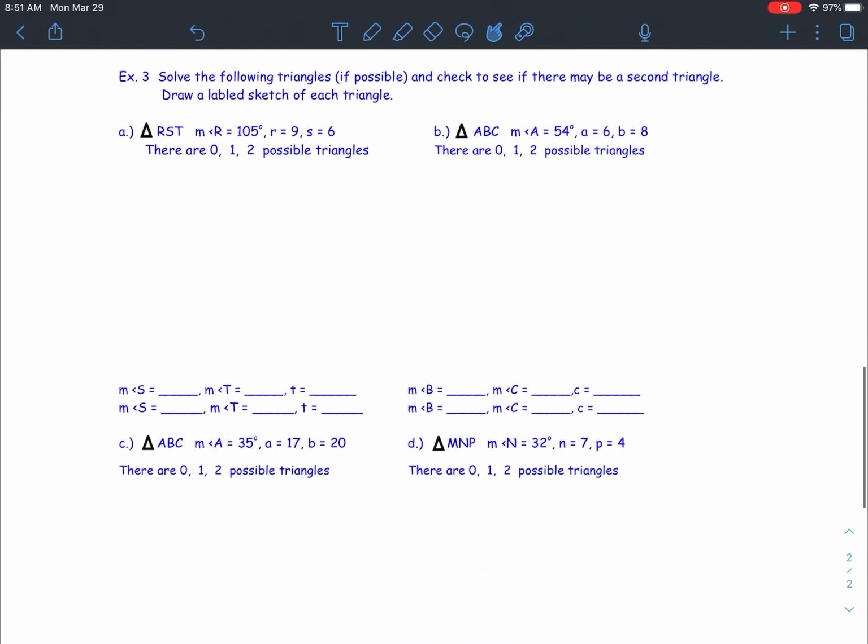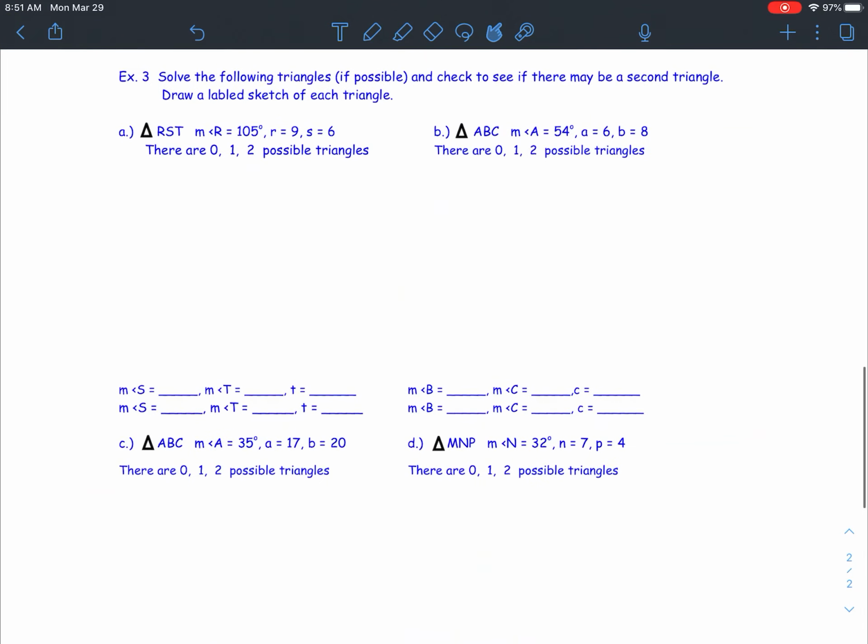Now this is triangle RST, so you can put the S and the T on either one of the 2 vertices you want. Side S is 6. I'm going to put that over here. Now here is the side and angle that I'm given. We want to figure out, are there no triangles possible, 1 or 2 possible? So we're going to use law of sines. Remember how law of sines works.